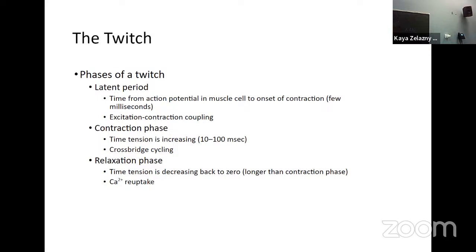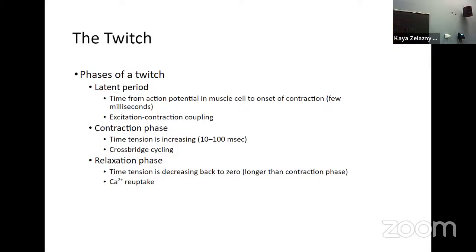Then we have our actual contraction phase. So this is the time period where our cross-bridge cycle is going. So it's going around a number of times, lots of times. We have lots of cross bridges forming at all our various myosin heads. Okay. So we're increasing what we refer to as tension. Right? So we're increasing like this pull at the ends of the muscle. Okay. This is about 10 to 100 milliseconds.